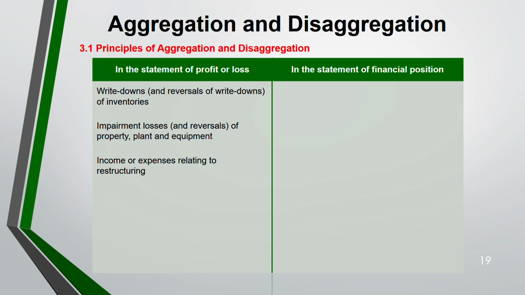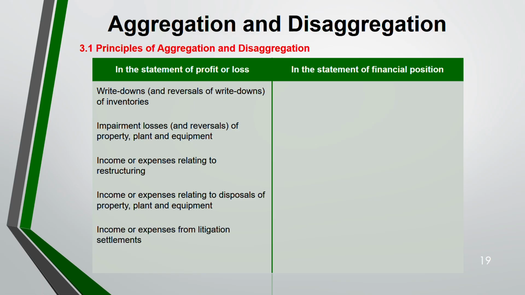Income or expenses relating to restructuring. Again, you can't aggregate them under your trading income. You have to show them separately. They are material information, because restructuring does not happen very frequently. It's a non-recurring event. Next, income or expenses relating to disposal of property, plant and equipment. Again, you have to show separately.